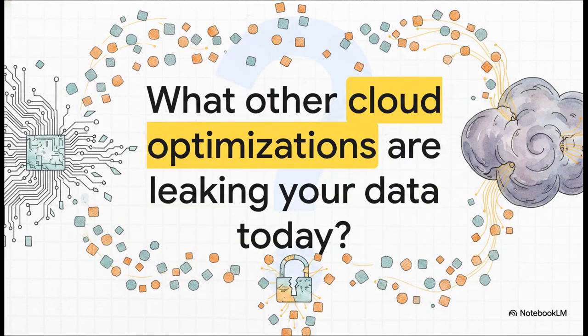Which brings us to a final, kinda provocative thought. We just saw how a feature designed purely to optimize RAM ended up creating a microscopic timing backdoor that works all the way across the internet. So if optimizing performance can accidentally create vulnerabilities like this, what other smart cloud optimizations are silently leaking your data right now?